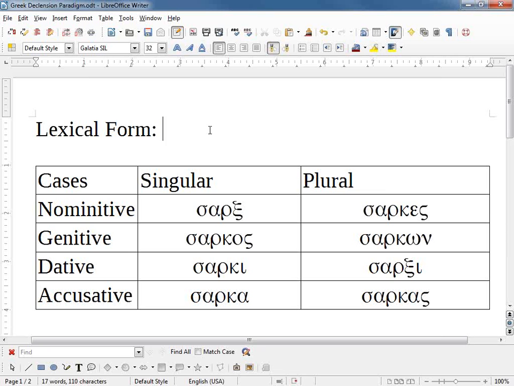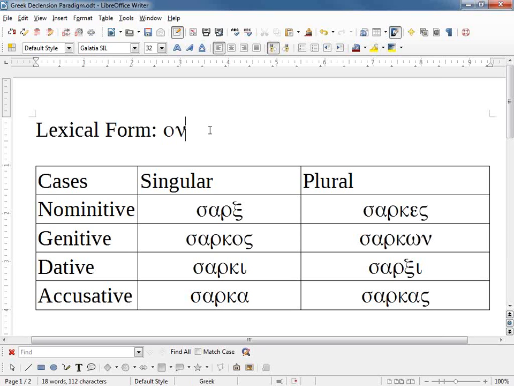All right? So our dental word is omicron nu, omicron mu, alpha. Omicron nu, omicron mu, alpha. Onoma, onoma. Okay? I'm going to give you next the Greek to get the full stem of it. Omicron nu, omicron mu, alpha, tau, omicron sigma. Onomatos. Okay? And our word here in English means name. This is the word for name.